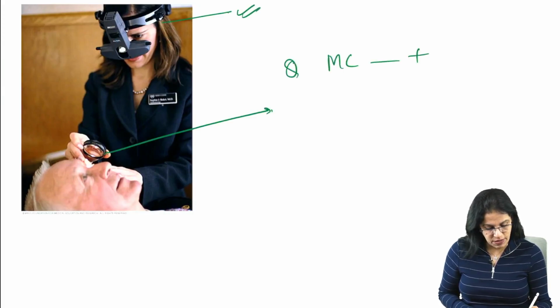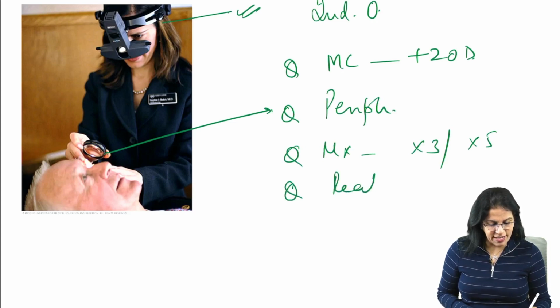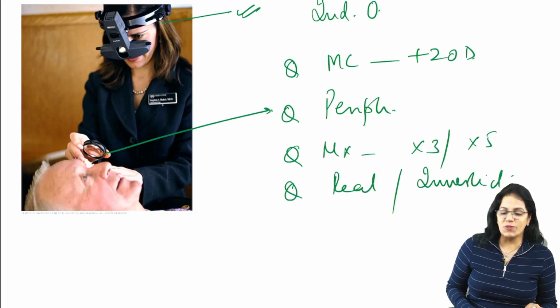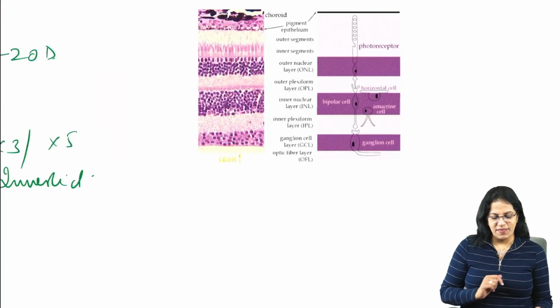What is this investigation? This is indirect ophthalmoscopy. This is how you do it. Okay, a headband with a light source. This is the lens. Which lens is most commonly used? It is plus 20D. Okay, another important question in indirect ophthalmoscopy, what are we seeing? Periphery of the retina. Magnification is how much? Around 3 or 5 times. And of course, the image is real and inverted. So these are the important points we will learn for indirect ophthalmoscopy, right? These are all important questions. See, I've made cues, right?